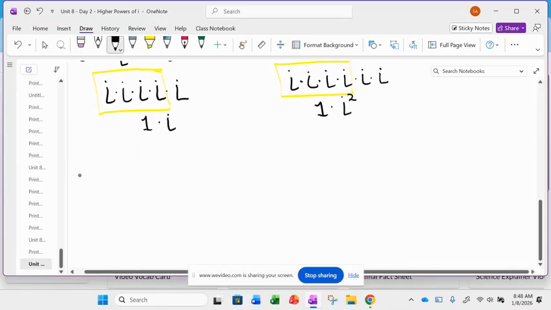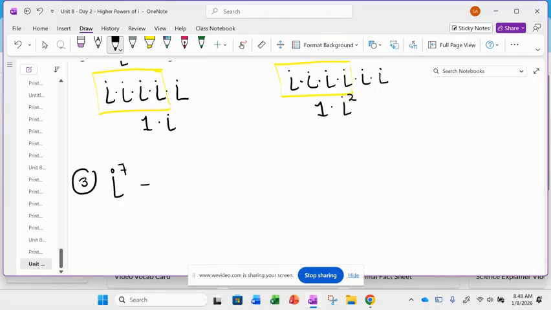So if we're looking at i to the 7th power, do we agree that 4 goes into 7 one time with a remainder of what? 3. So now I'm left with i to the 3rd. But what's i to the 3rd power? -i.